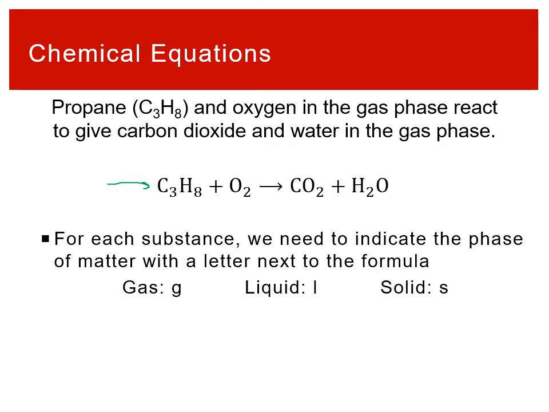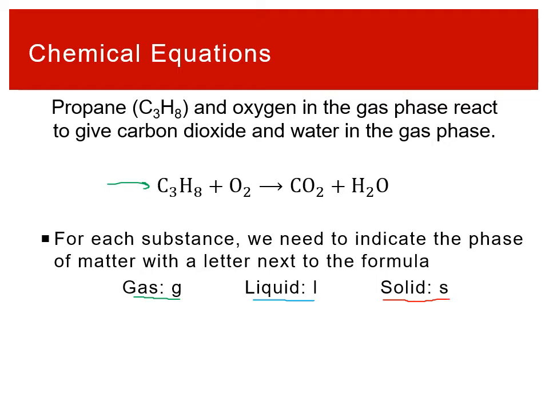In order to do that, we use just single letters. They are lowercase letters. We're going to put a lowercase letter in parentheses after each substance based on its phase of matter. So for gas, we use g. For liquid, we use l. We're not going crazy, just the first letter. And for solid, we use s. You'll note they are all lowercase: g, l, and s.